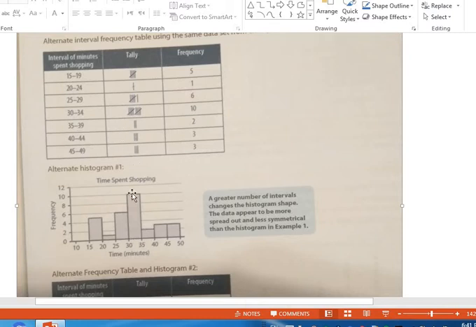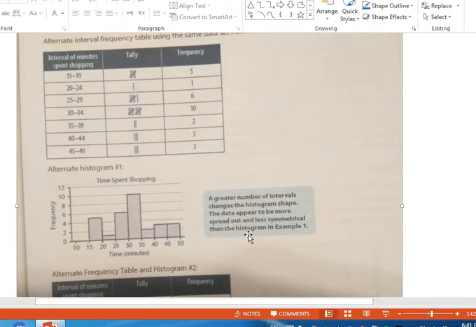Then 40 to 44, I have 3. Then 45 to 49, 3. So a greater number of intervals changes the histogram shape. The data appears to be more spread out and less symmetrical.